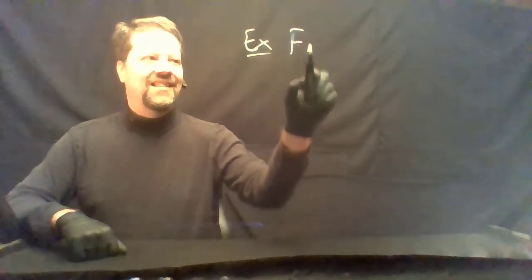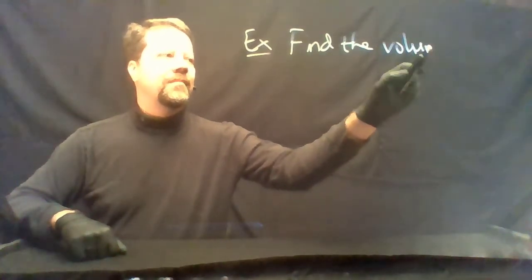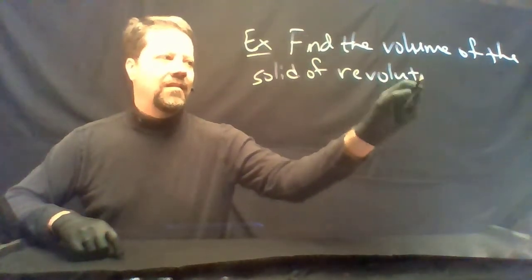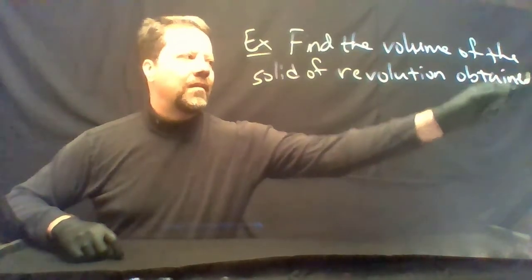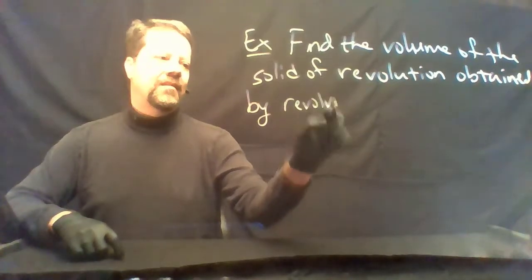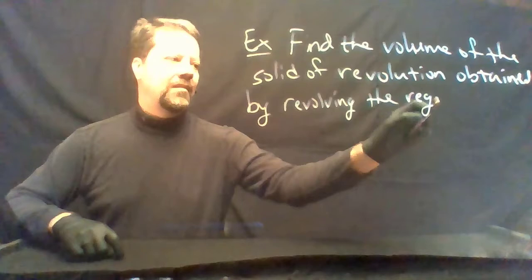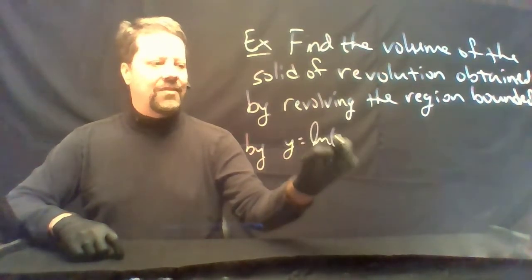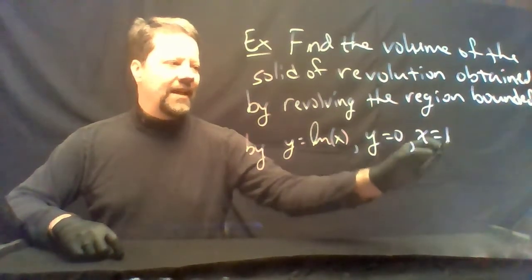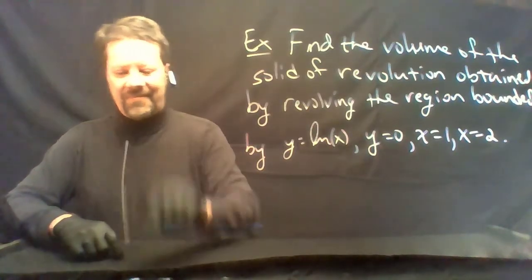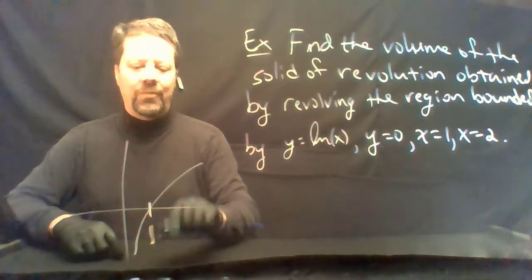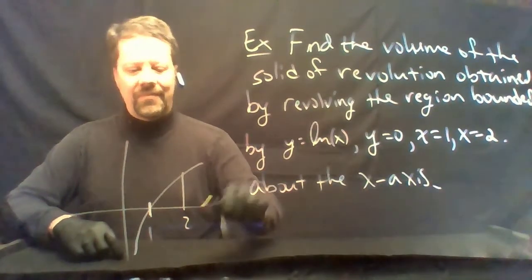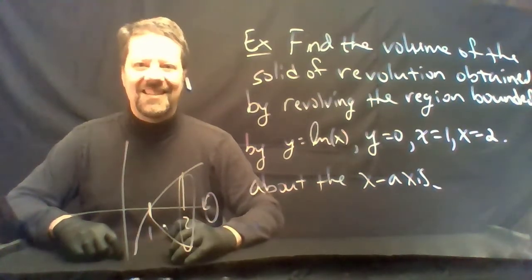In our next example, let's find the volume of the solid of revolution obtained by revolving the region bounded by y equals natural log of x, y equals 0, x equals 1, and x equals 2. Natural log looks like this. We're going from 1 to 2, and we're going to revolve this about the x-axis. We'll end up with some little shape like this. We're going to find its volume.